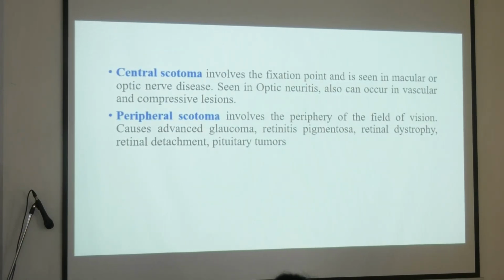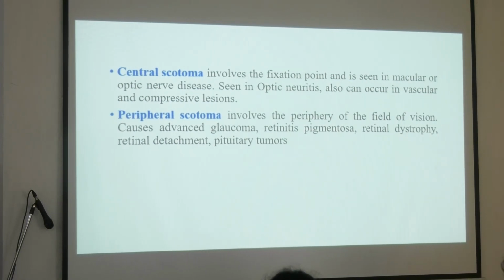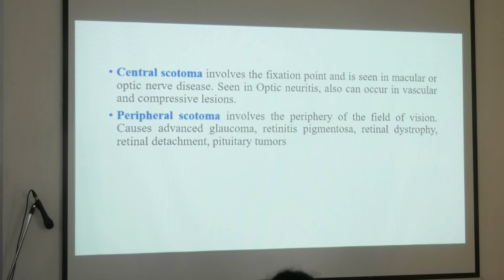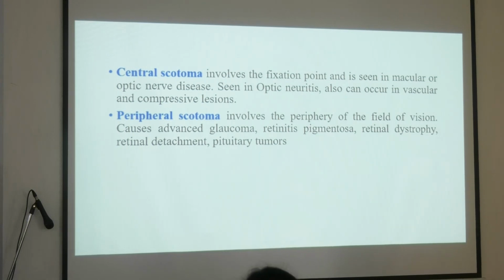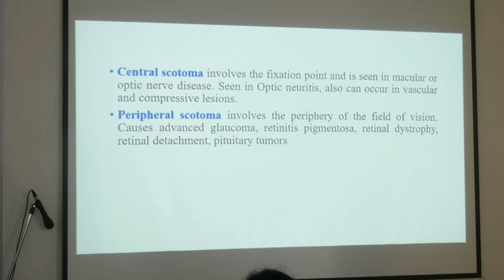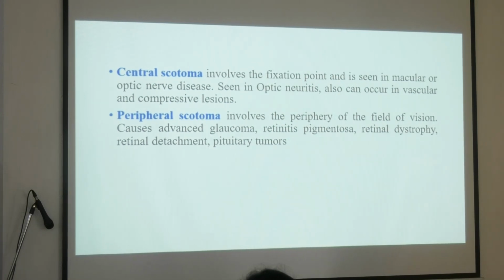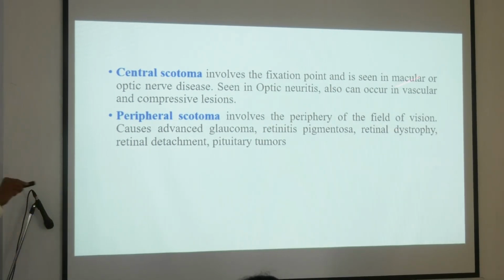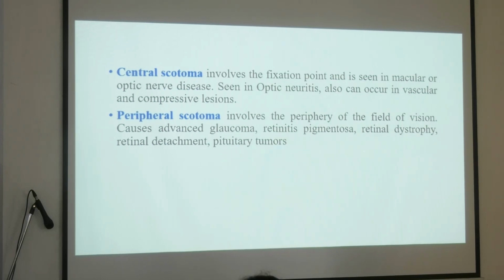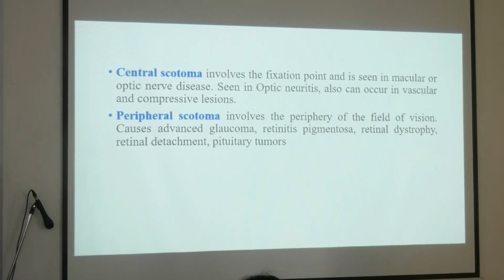Okay, central scotoma involves the fixation point and is seen in macular or optic nerve disease. The macula is the central portion, right? So macular disorder or optic nerve disorder as seen in optic neuritis, and it also occurs in vascular and compressive lesions where there is a defect in the central vision. Peripheral scotoma involves the periphery of the field of vision, and it is seen in advanced glaucoma, retinitis pigmentosa, retinal dystrophy, retinal detachment, or any pituitary tumor, right?